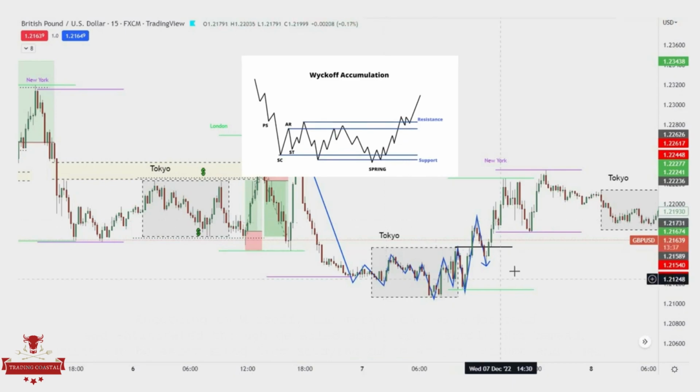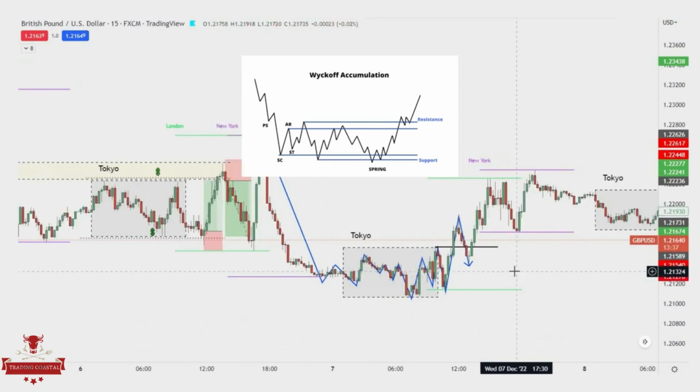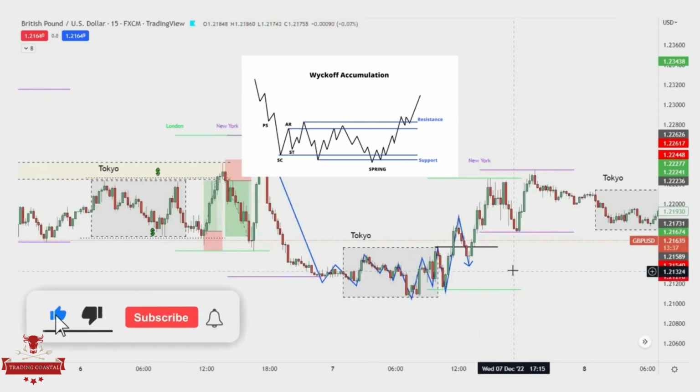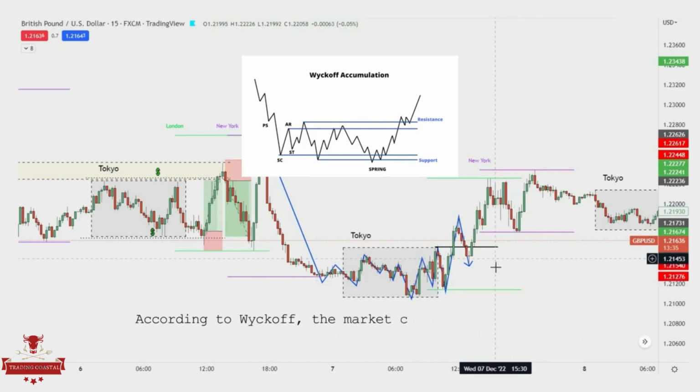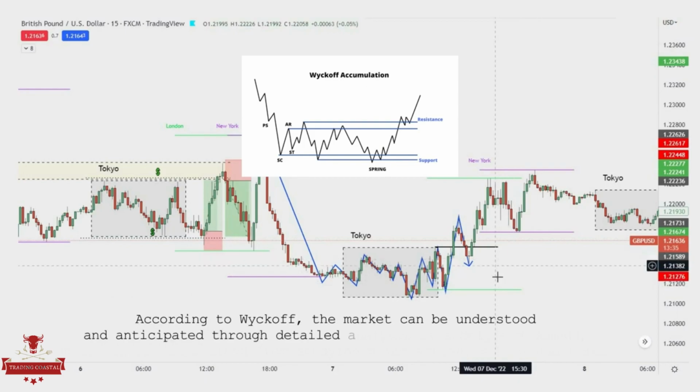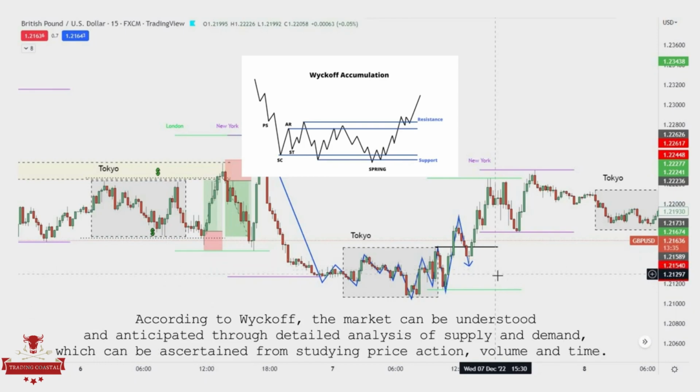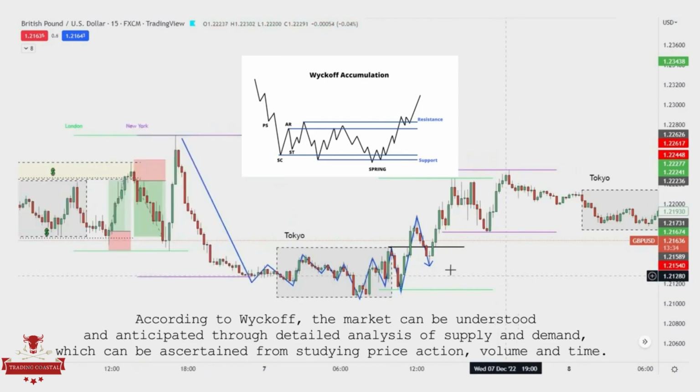I have mentioned in previous videos, Richard Wyckoff is considered one of the five titans of technical analysis, along with Dow, Gann, Elliott, and Merrill. The supply and demand strategies, smart money and stuff like that, are based on his principles. According to Wyckoff, the market can be understood and anticipated through detailed analysis of supply and demand, which can be ascertained from studying price action, volume and time.